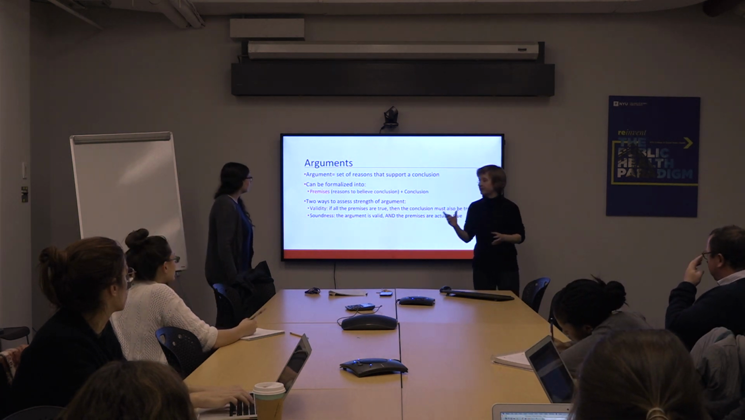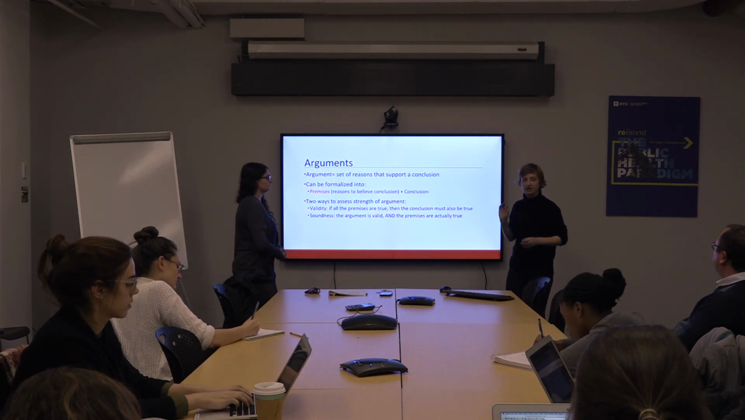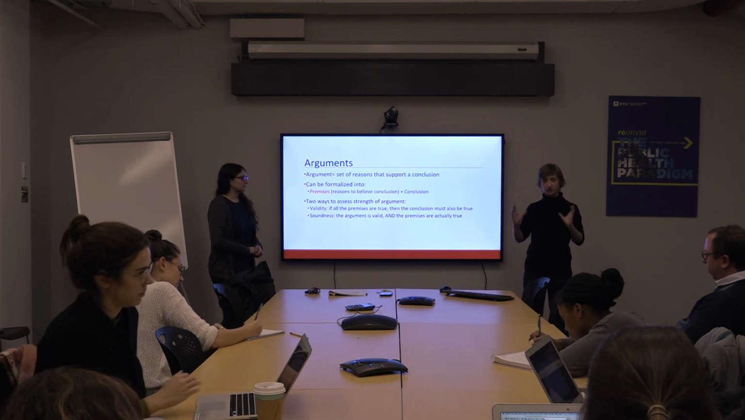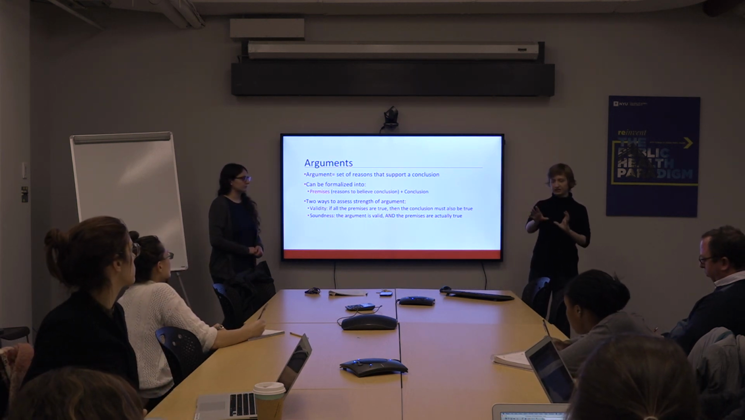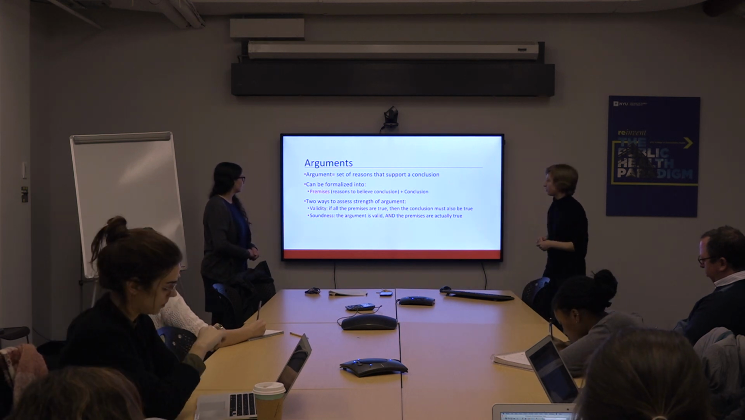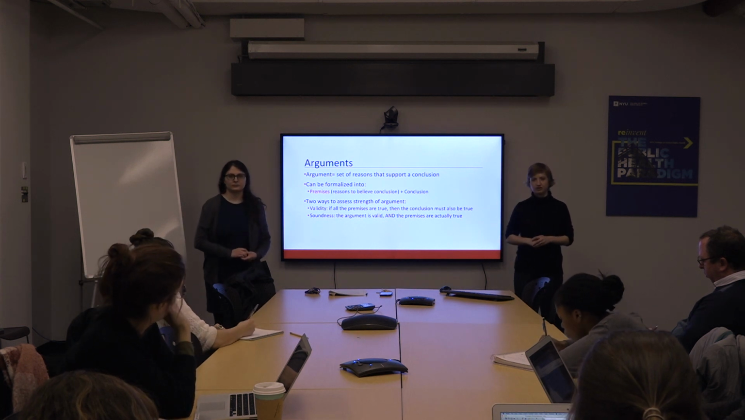And there are two ways that we can assess the strength of an argument. We can talk about whether an argument is valid. This is a formal test that has to do with the structure of the argument itself. You're going to see this in a second. What's validity? Well, it's this: if all the premises are true, then the conclusion must also be true.